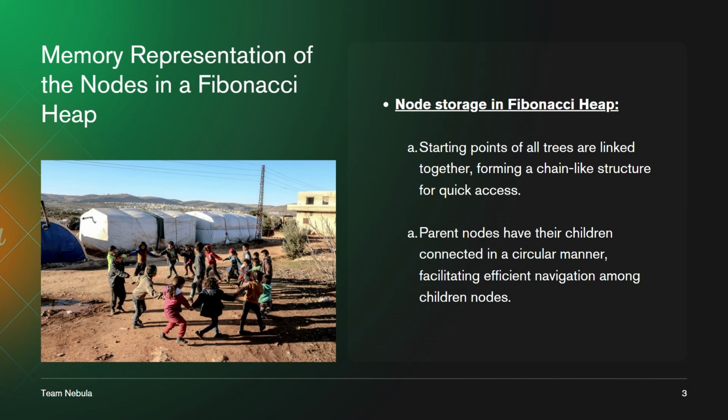Alright, let's understand how the nodes in a Fibonacci heap are stored in memory. In a Fibonacci heap, the starting points of all the trees are connected together so that we can quickly find them. Imagine it like a chain of trees. Each parent node has its children connected to each other in a special way. It's like they are holding hands in a circle. This helps us quickly move around the children.